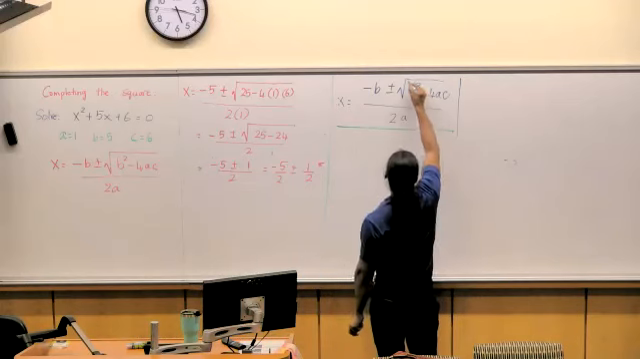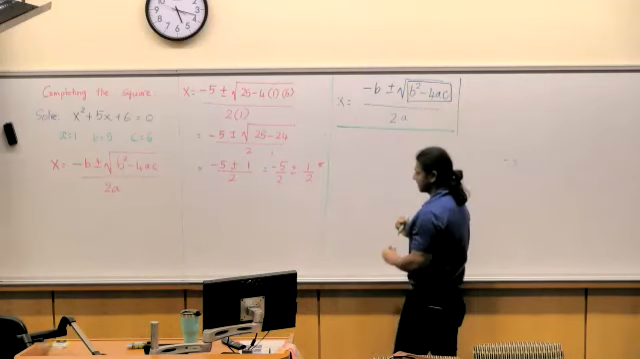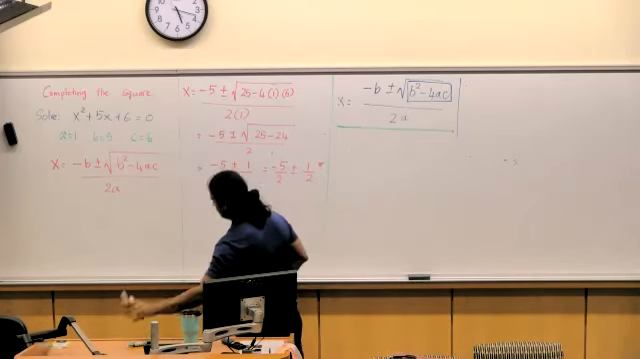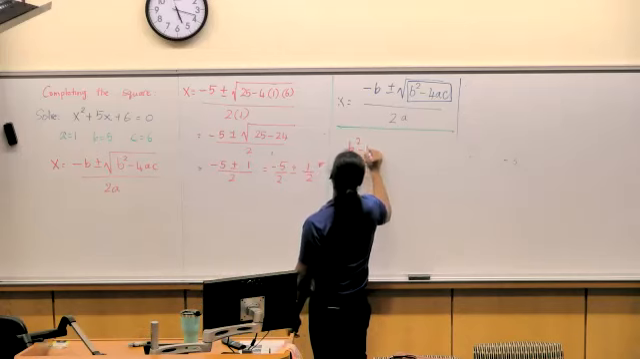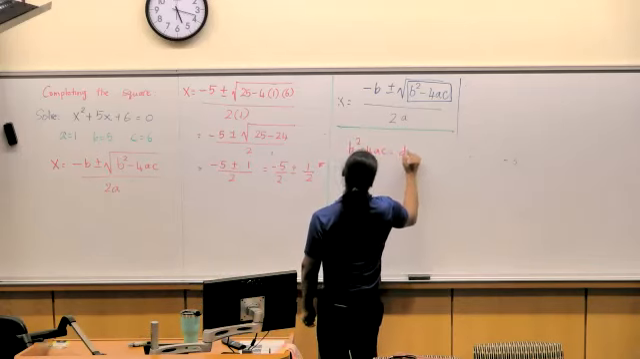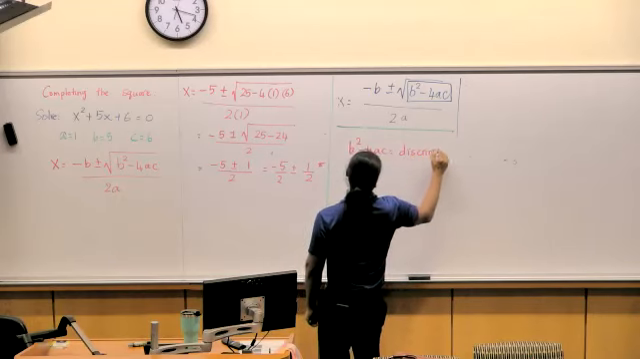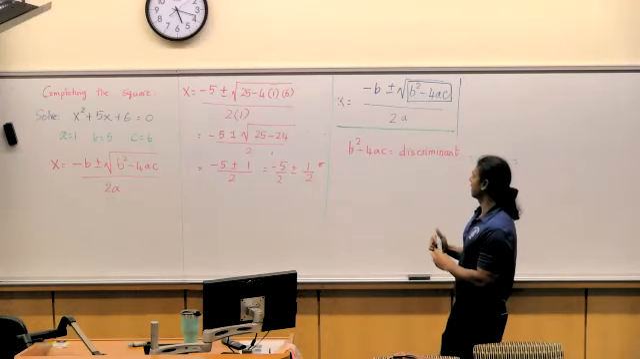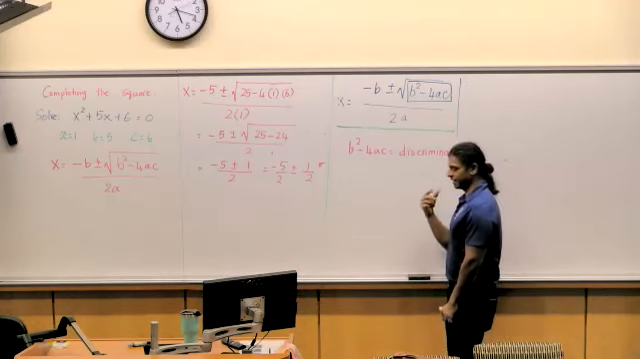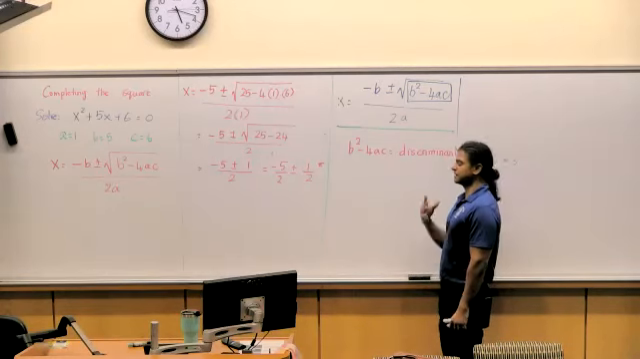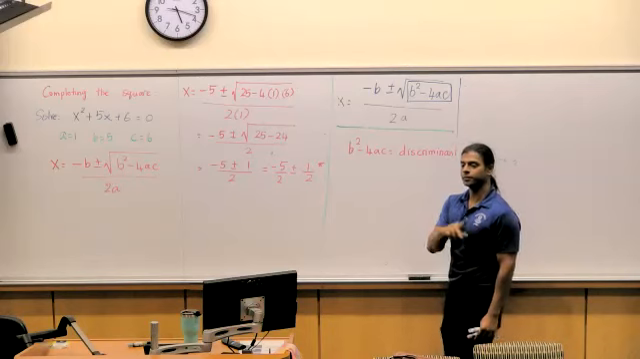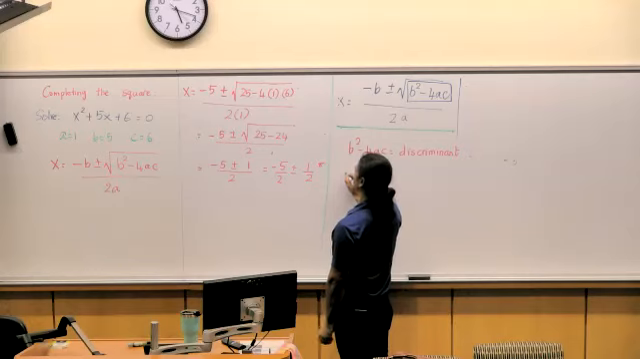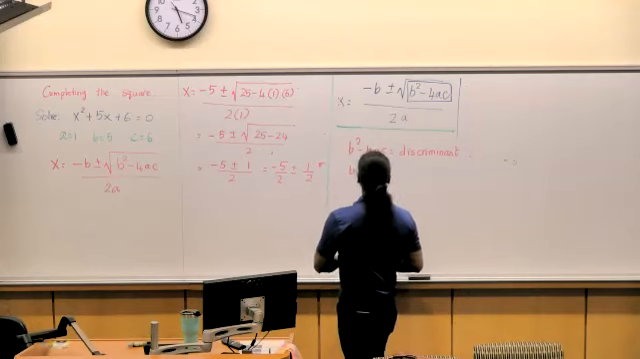So the part that is inside the root, b squared minus 4ac, is what we call the discriminant. The reason why we call it the discriminant is because this number is going to help us distinguish the type of solutions we will have. So, write it over here.